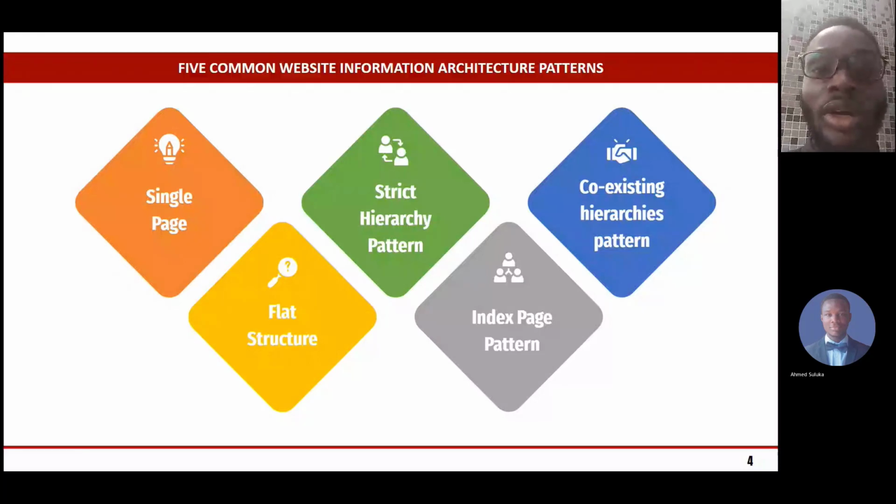When it comes to information architecture usage, most of our websites today follow the index page pattern. In this type of information architecture pattern, the main page contains sub-pages. That's the reason why the index page pattern is widely used by different websites on the internet.